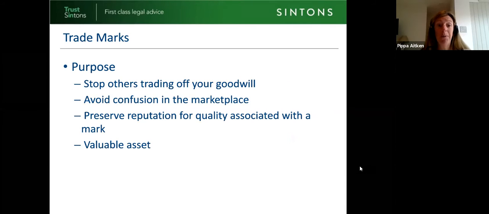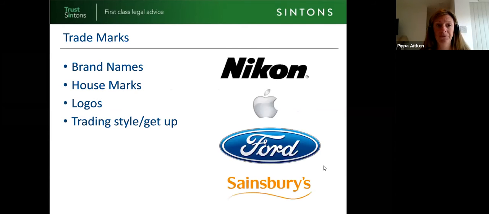So trademarks, what's their purpose? Well, they stop others trading off your goodwill, can avoid confusion in the marketplace with others, and preserve the reputation for quality associated with the mark. Above all, it's a valuable asset and one that you can actually end up selling for value or giving someone else permission to use. And I'll come on to that in a little bit.